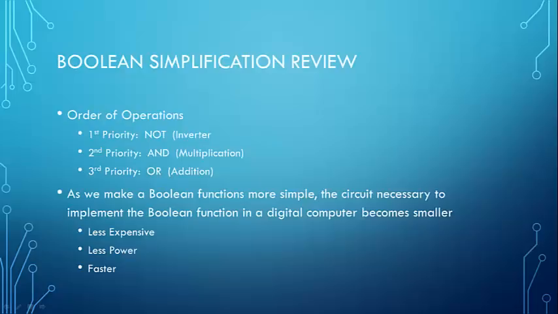And also remember that for Boolean simplification, our inverter, NOT, has first priority, second priority is our AND multiplication, and third priority is OR. But just like with our mathematics, parentheses, our grouping symbols, have to be addressed first, and that's why we have our NAND and NOR gate simplification laws, so that we can get rid of that inversion bar over the entire product for a NAND or over the entire sum for a NOR, and it will allow us to then further simplify our expressions. As we make our Boolean functions more simple, the circuit necessary to implement that function becomes smaller, less expensive, consumes less power, and will operate faster.